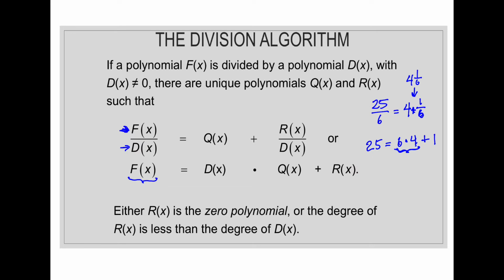We're dealing with polynomials, but it's helpful for us to see how this relates to something that we can really grasp, right? You can really go, yeah, 6 times 4 is 24 plus 1 is 25. Yeah, duh, I see that. But it's a little more abstract here when we're talking about polynomials, but same principles.